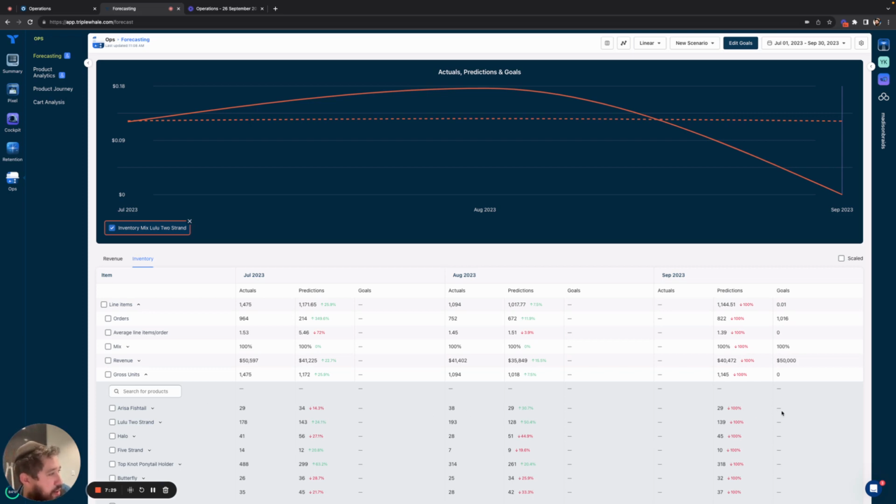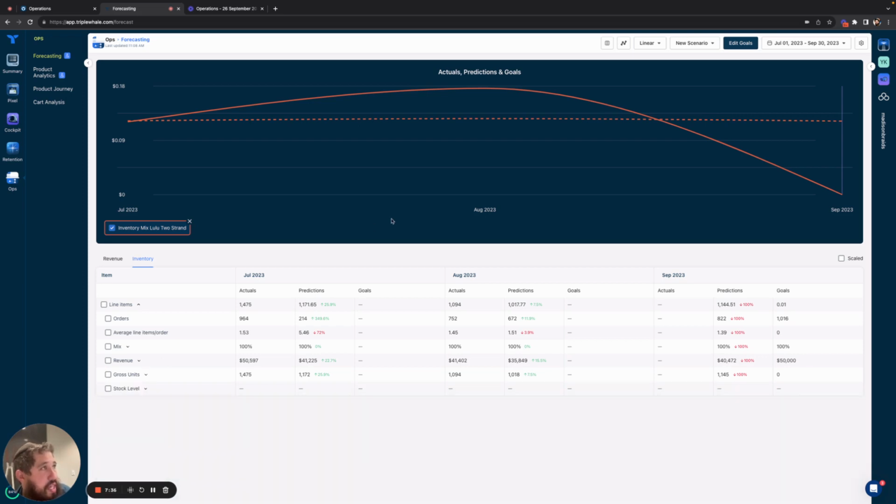Obviously, the data is not populating here, so that's a little bit of a bug. But that is, in principle, how it works to have goals for inventory. And I think with that, we have covered the entire feature set of the product in just under 8 minutes.